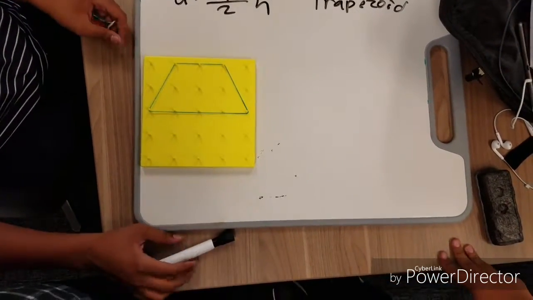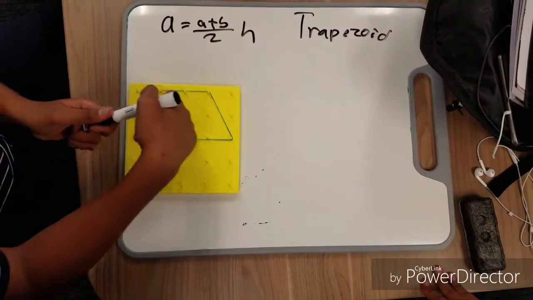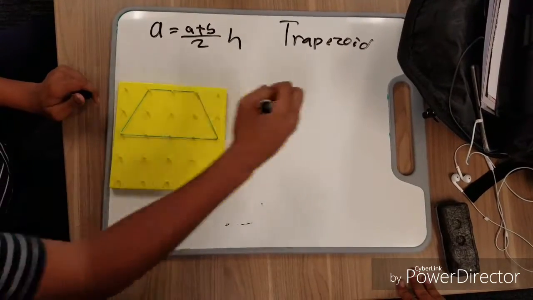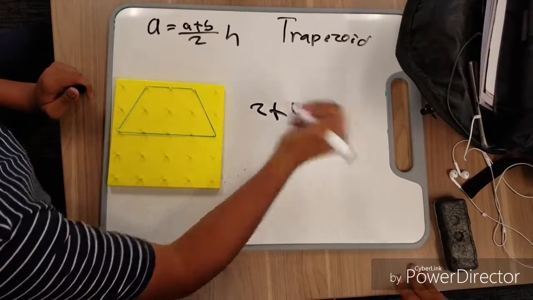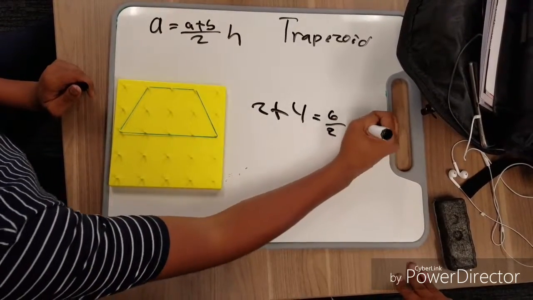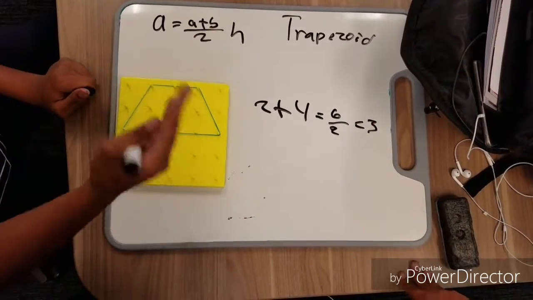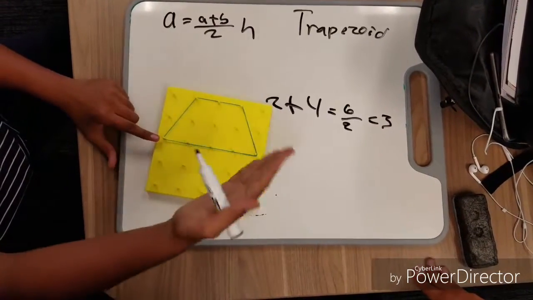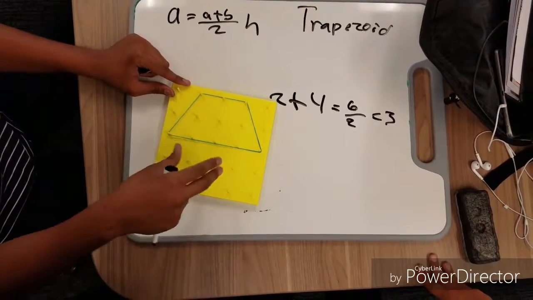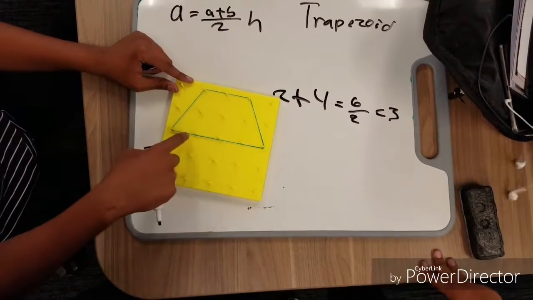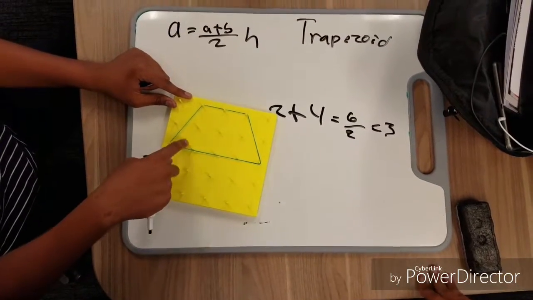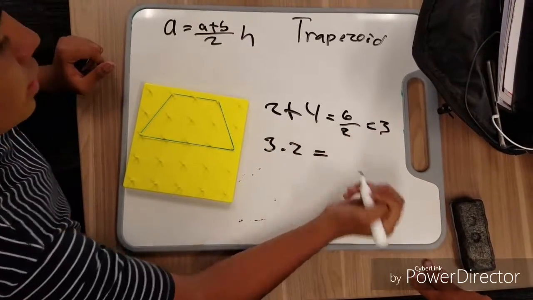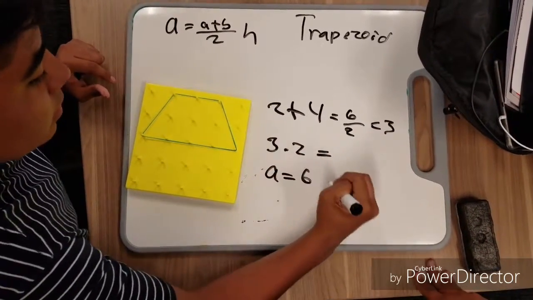So we can solve this problem. The first base is 2, so it's 2 plus 1, 2, 3, 4, plus 4 equals 6. Divided by 2 equals 3. So the average of both bases is 3. Now we multiply by the height. In the trapezoid, the heights are the same on each side, and the height is 1, 2. So we multiply 3 times 2, and we get the answer: area equals 6 units squared.